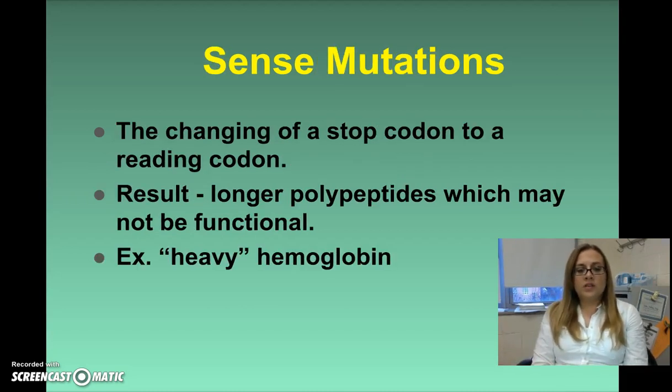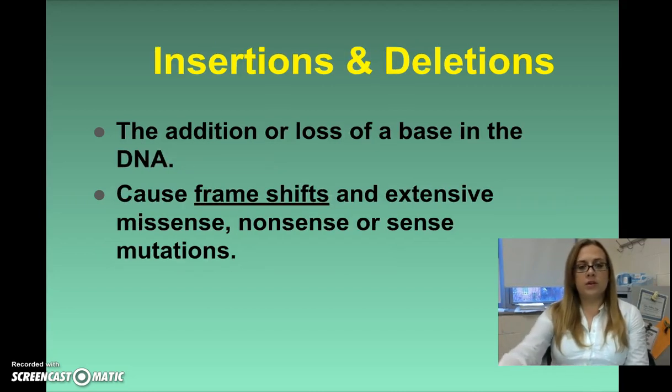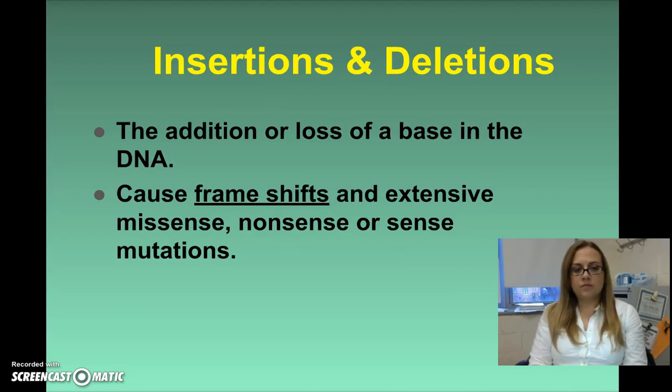And now we have sense mutations, and this is going to be the changing of a stop codon to a reading codon. So this is essentially going to be building longer polypeptides, which may not be functional at all, or may just be less functional, or they function much more slowly. So an example here would be heavy hemoglobin.